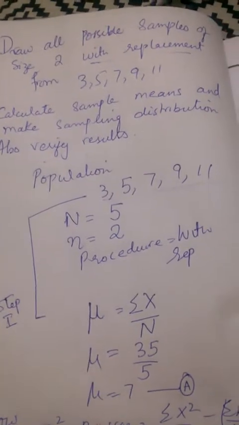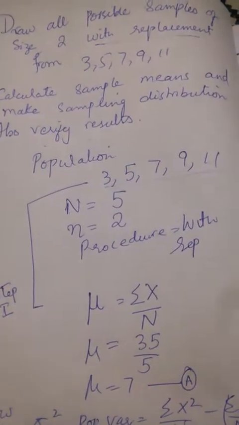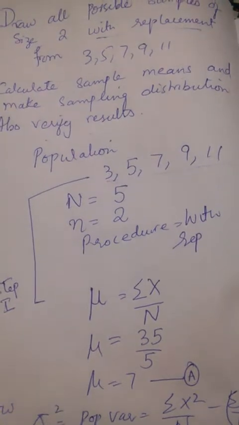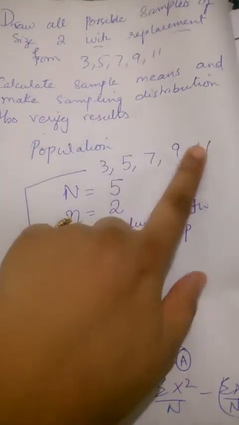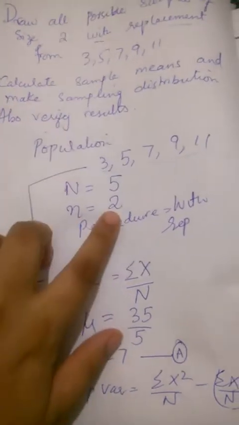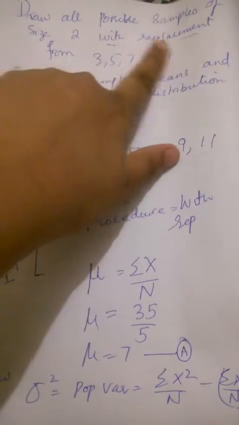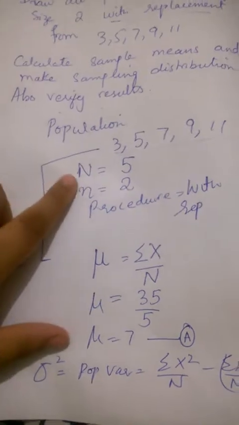Now, first of all, we have to check what are the three basic things which are given in our question. First of all, the population 3, 5, 7, 9, 11. This is your population. The next thing is the sample size, that is 2, and the third and the last thing is the procedure, that is with replacement.